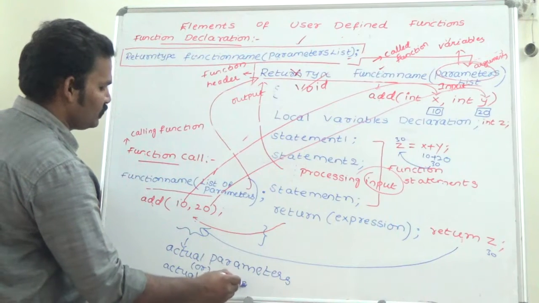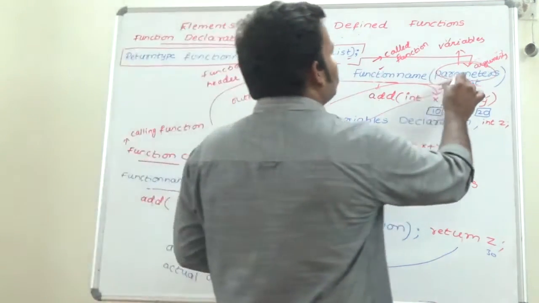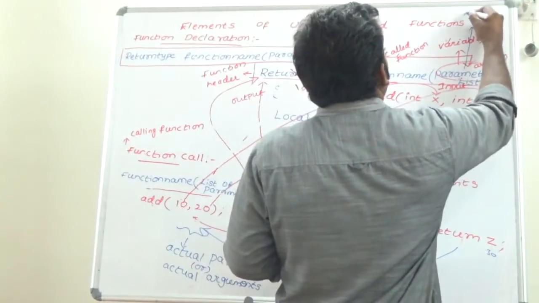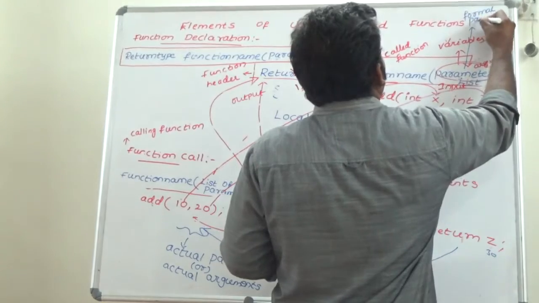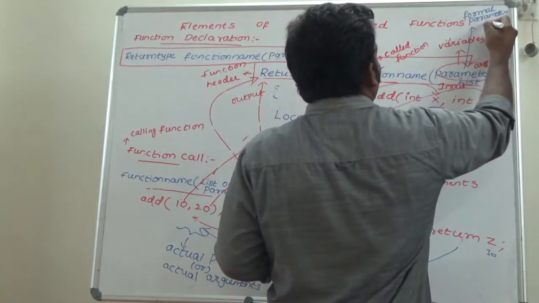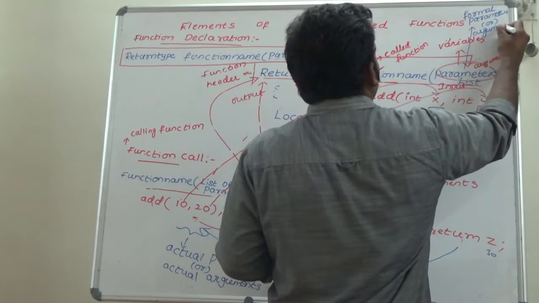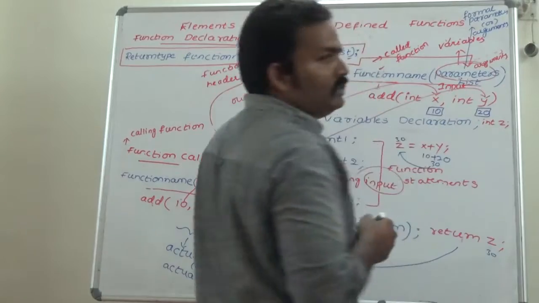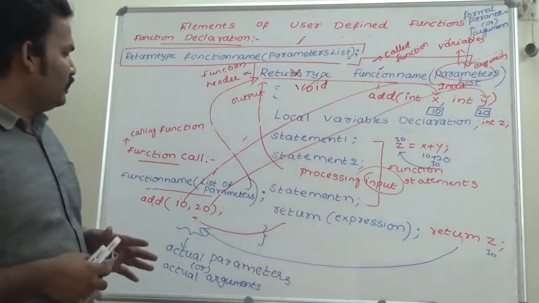Actual parameters or actual arguments. Next, these parameters are called what? Formal parameters or formal arguments. Okay, formal parameters or formal arguments. So clear? Okay, and two more points we should understand.